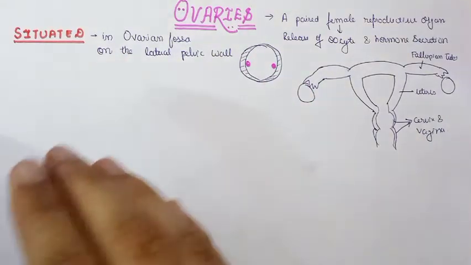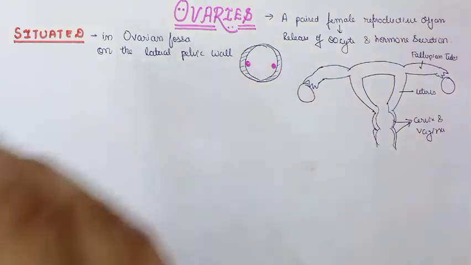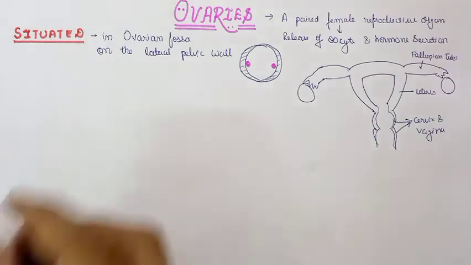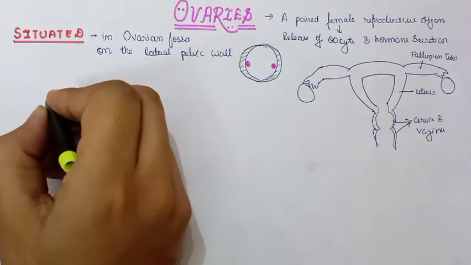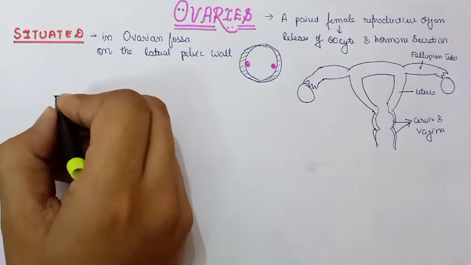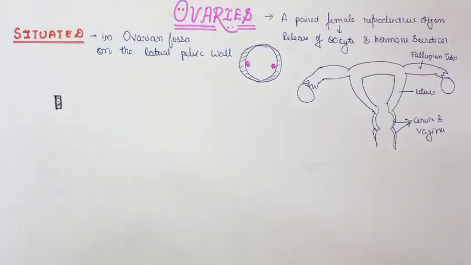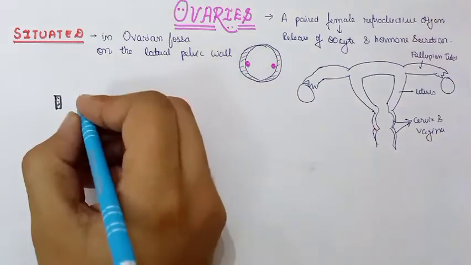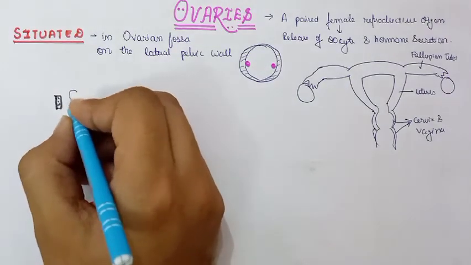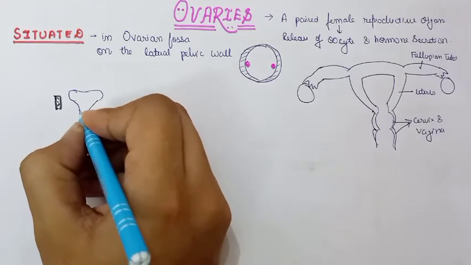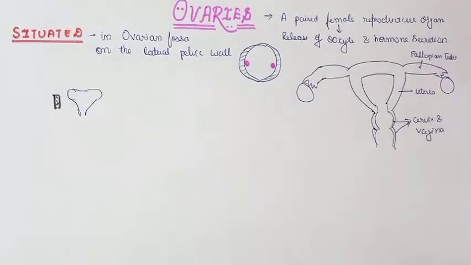To help us easily recall the diagram, I am drawing some important landmarks. If you have studied the pelvis before, you will be able to clearly identify these landmarks and relate the structures present nearby. So what is this? This is the pubic symphysis. Just behind the pubic symphysis, what is present? The urinary bladder. That we have already discussed in separate videos. You can check out the playlist section and find the videos on the urinary bladder.